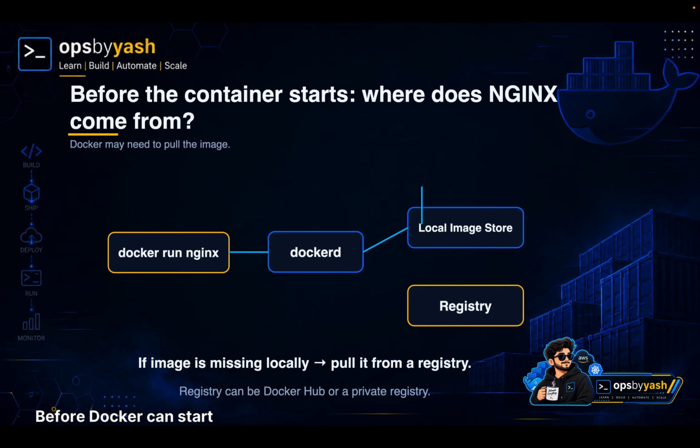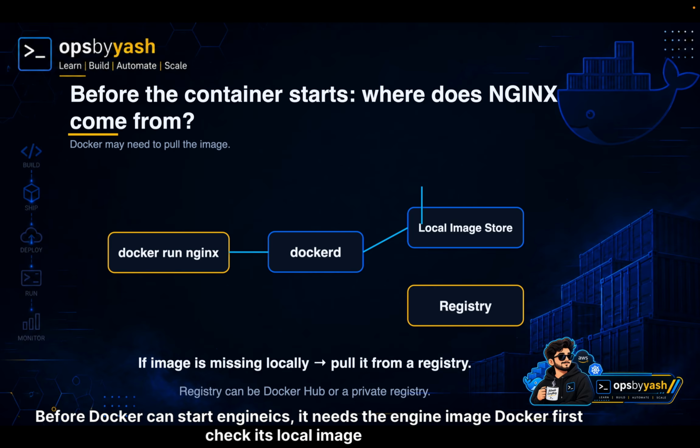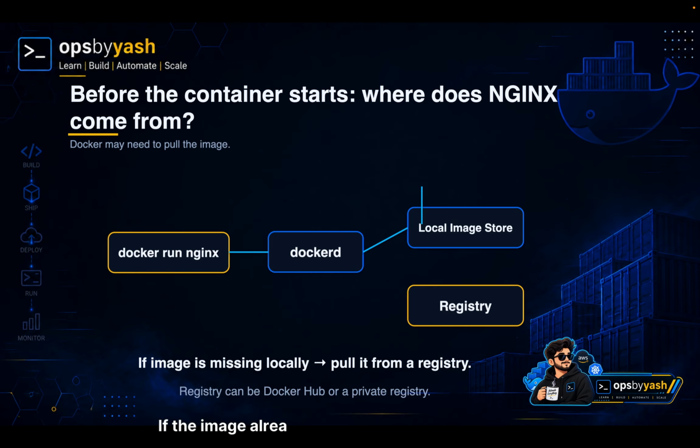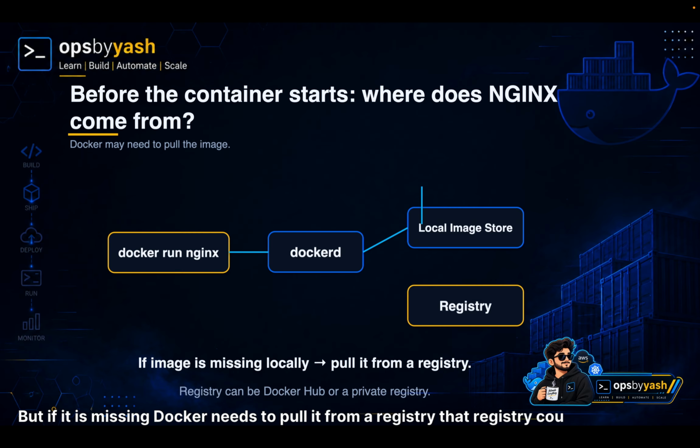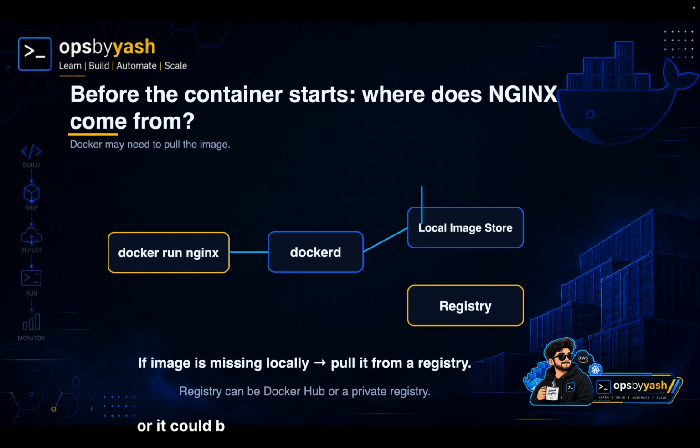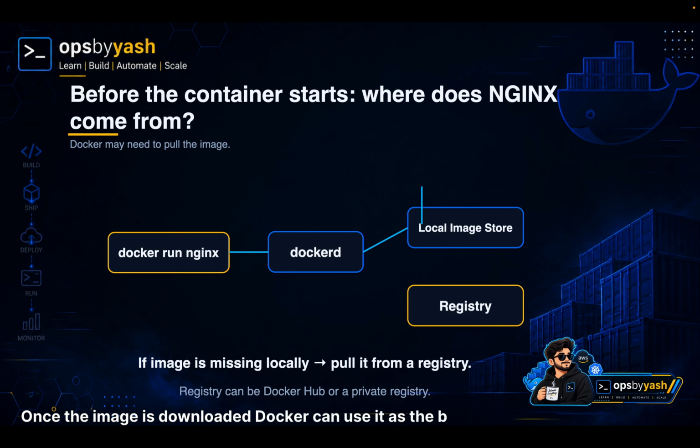Before Docker can start nginx, it needs the nginx image. Docker first checks its local image store. If the image already exists locally, great. No need to download it again. But if it is missing, Docker needs to pull it from a registry. That registry could be Docker Hub or it could be your company's private registry. Once the image is downloaded, Docker can use it as the blueprint for creating the container.